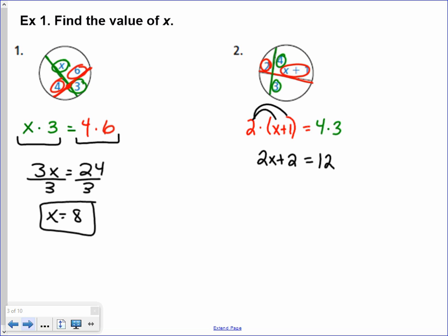This is the easy algebra, that's why I'm going through it so quickly. Hopefully you're following along, okay? First step, minus 2. You get 2x equals 10, divide by 2, and x equals 5.